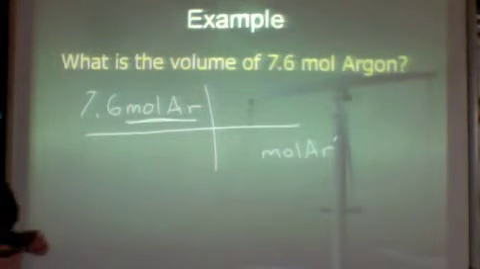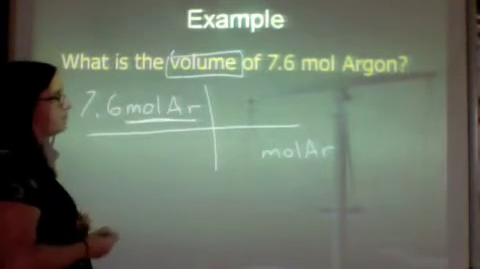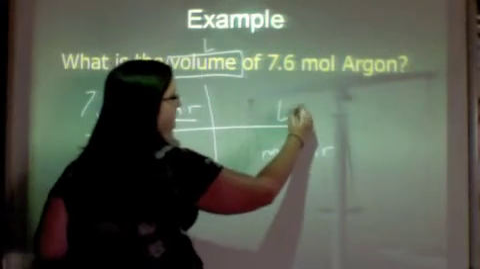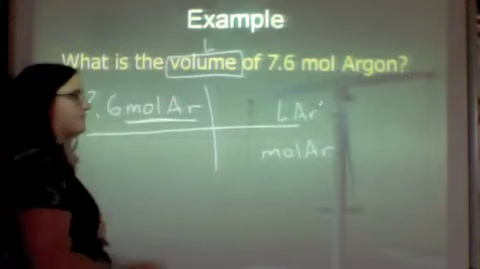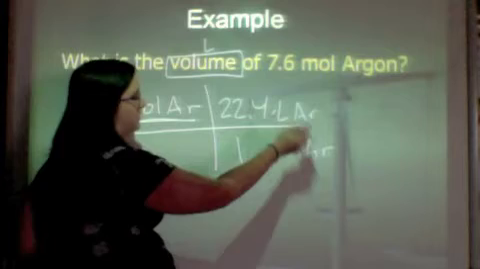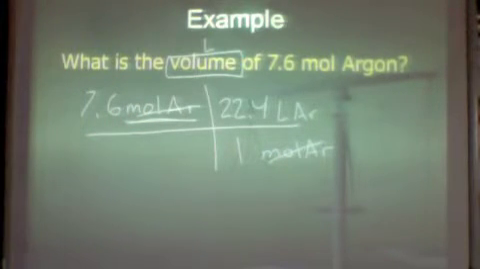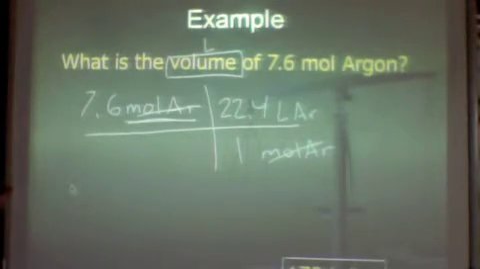So what is the volume? Now, whenever we're dealing with volume in this class, for the most part, we're going to be looking at the unit liters. So we're going to put liters of Ar on top. So our conversion factor is the fact that there's 1 mole for every 22.4 liters. Moles of Ar cancel, and we're left with liters, which is what we need. So you multiply the top, divide by the bottom. And you should get 170 liters of argon.